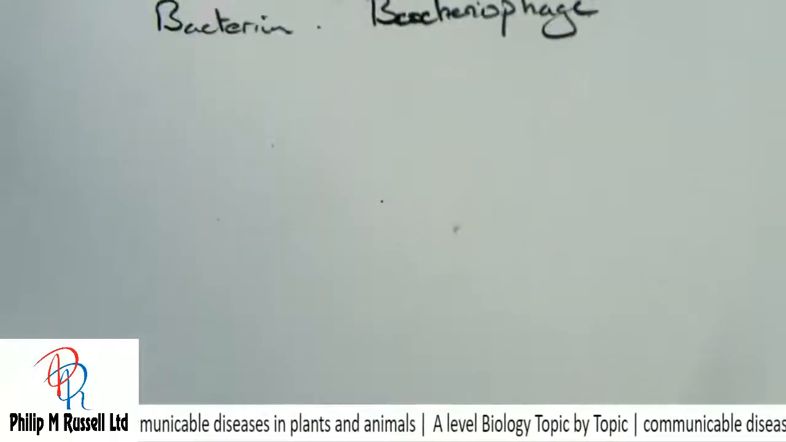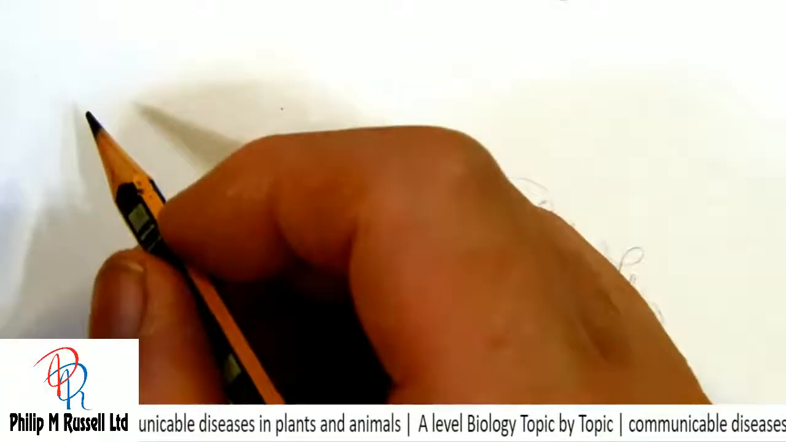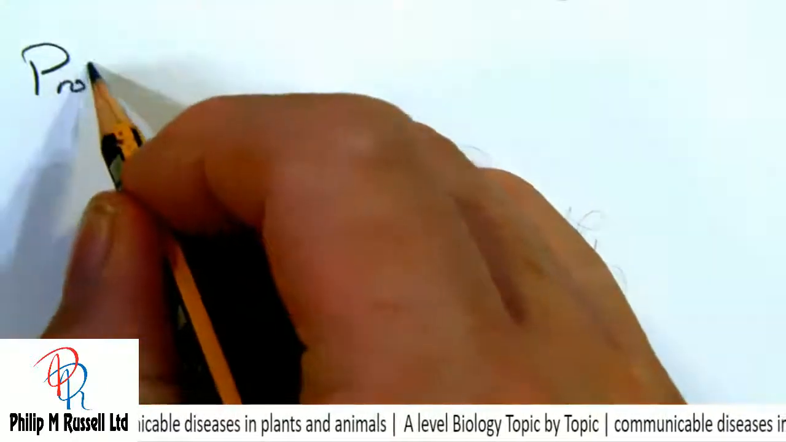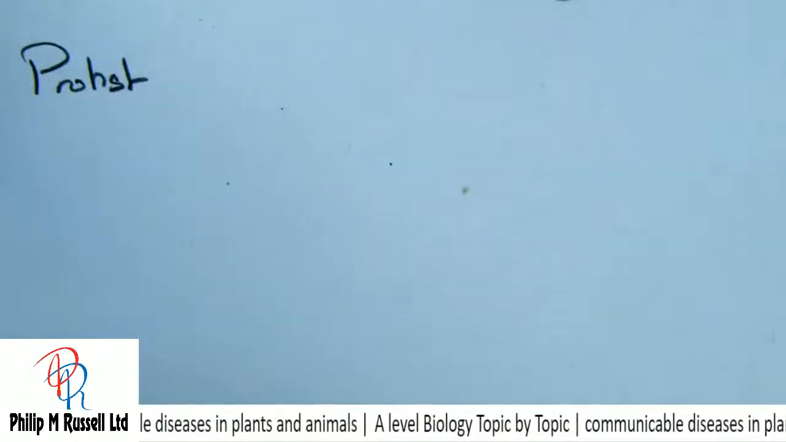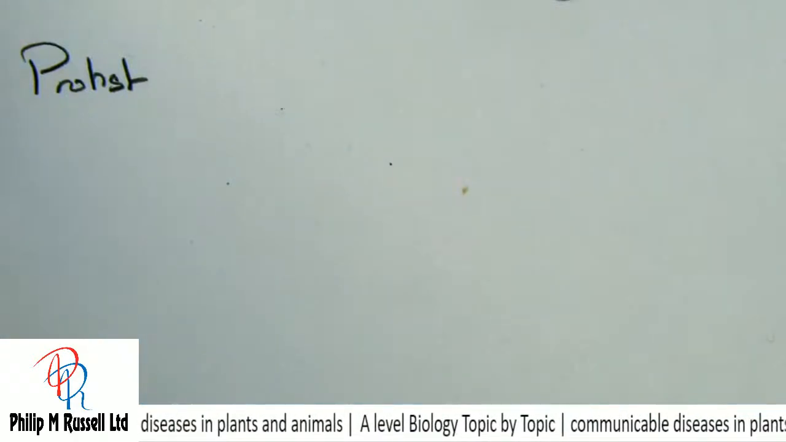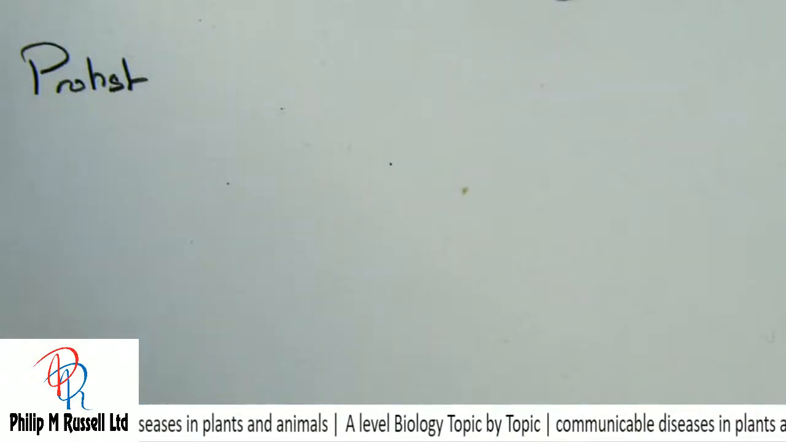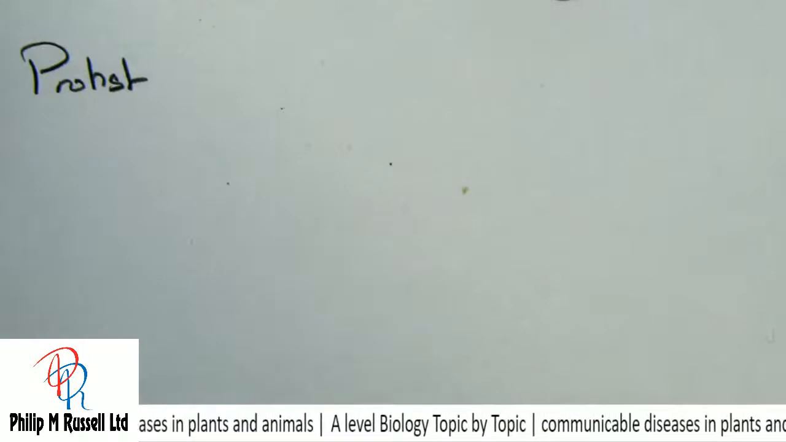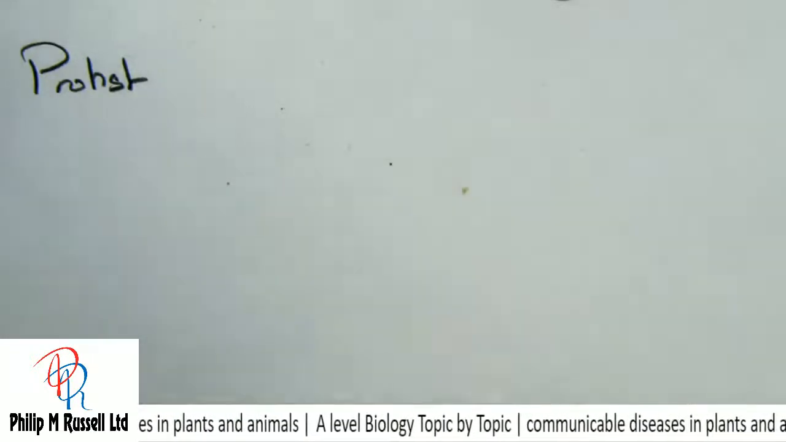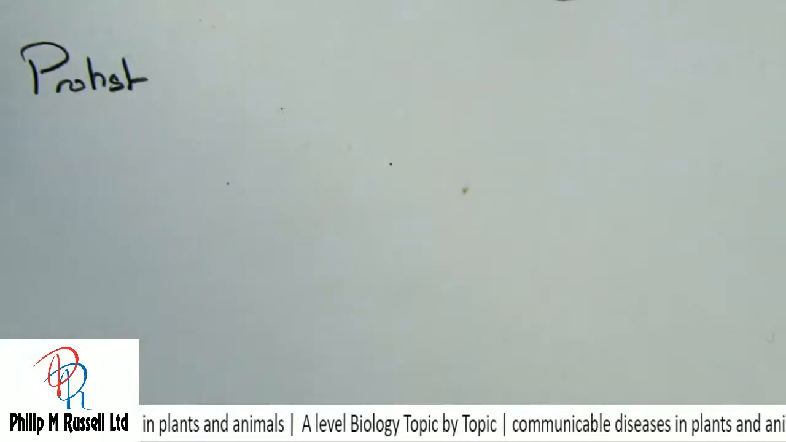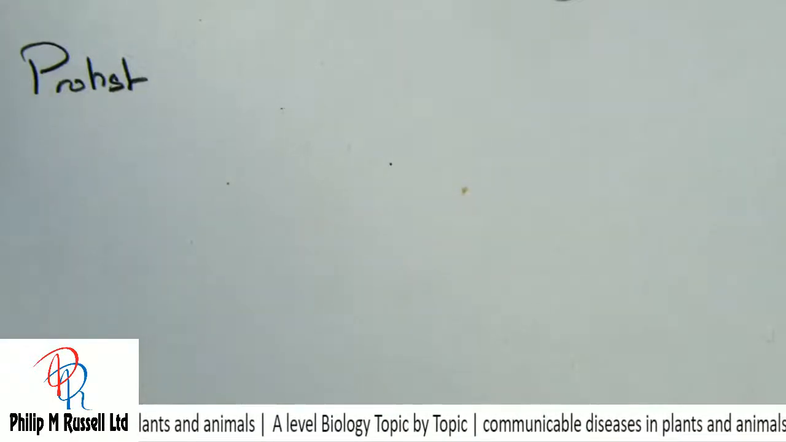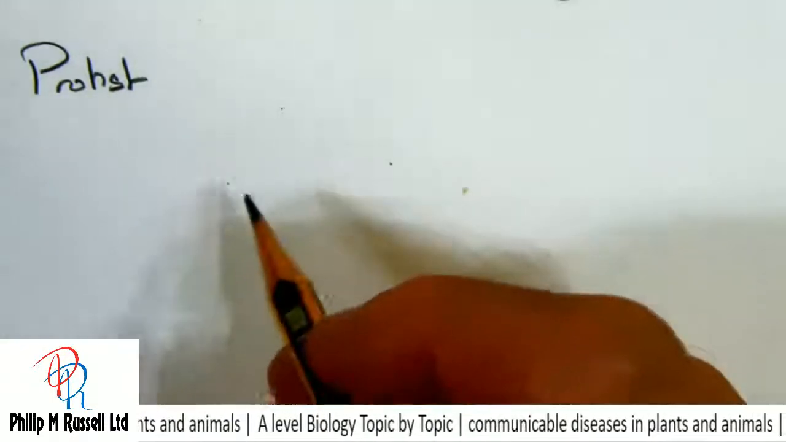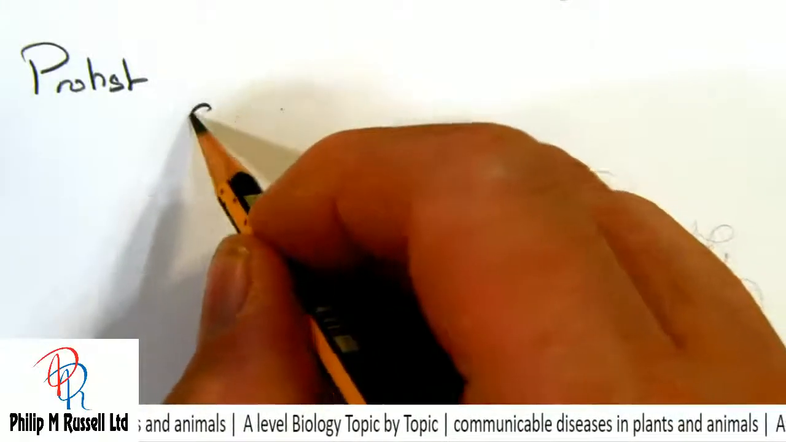The next type is the protist. Now, these are a group of eukaryotic organisms with a wide range of feeding methods, but basically all of them really are single cell.